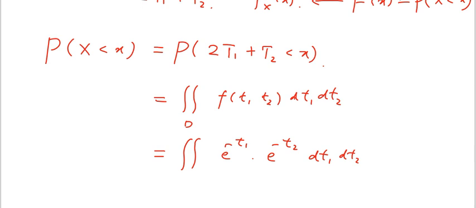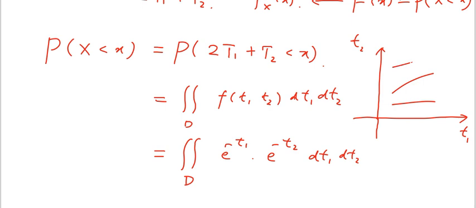So the key point: we want to find this double integration. So what is the integration region D? Okay, so we need to check this range. Here, suppose this is t1, t2. Both of them are from 0 to infinity, right? So t1, t2 are thus from 0 to infinity.